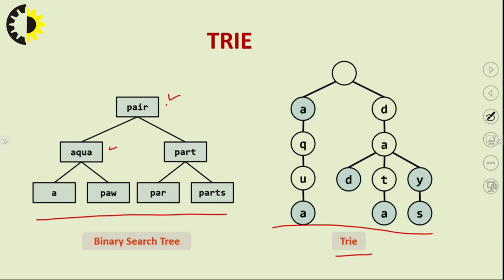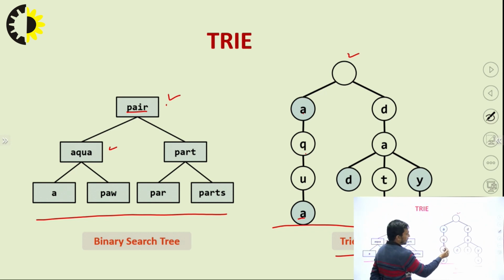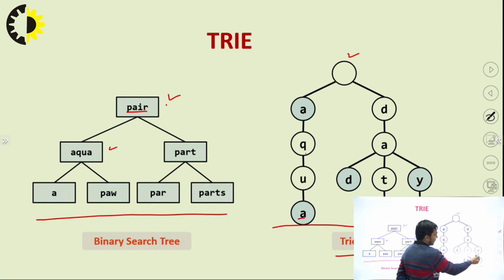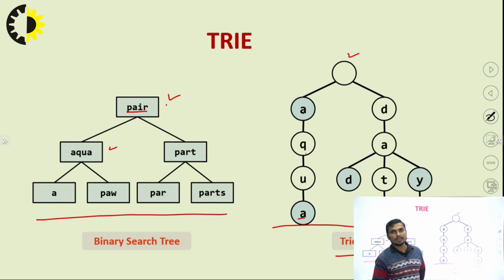Looking at how we store the data, in the binary search tree we store the complete string in a node. But in this trie, the first node is an empty node, meaning we do not have any particular value in it. This is your root node. Here each node has only one character: A here, Q here, U here, and A here.